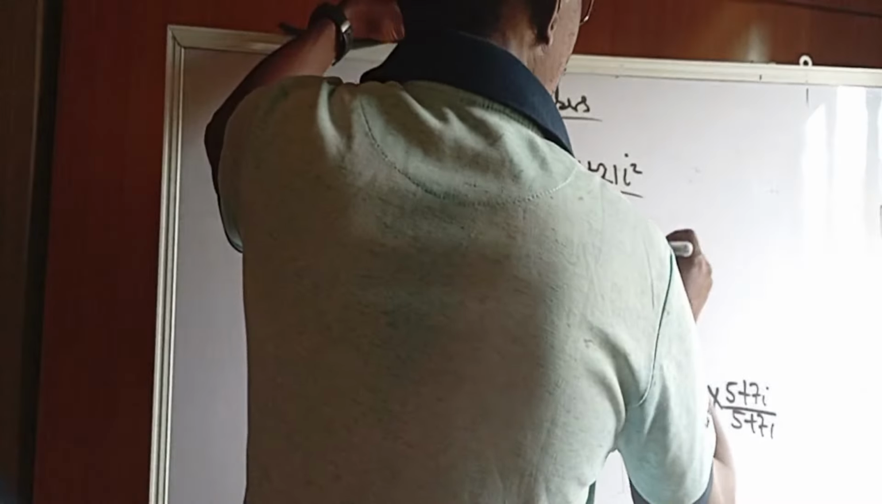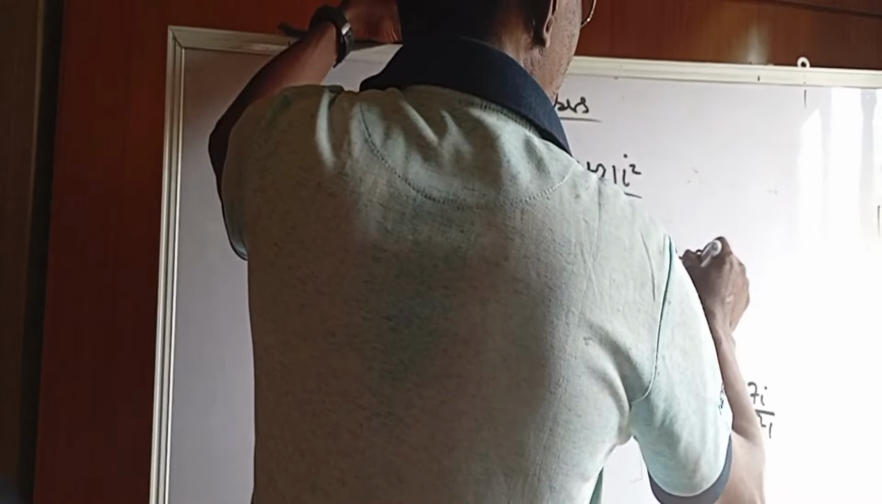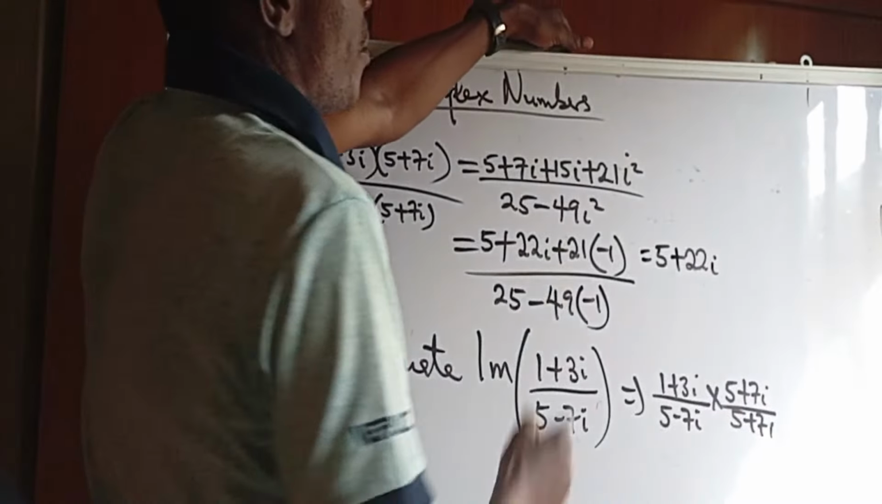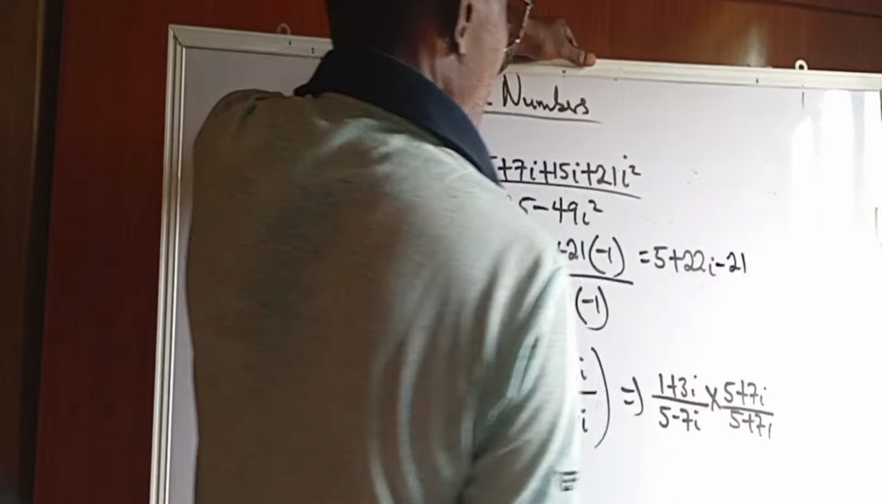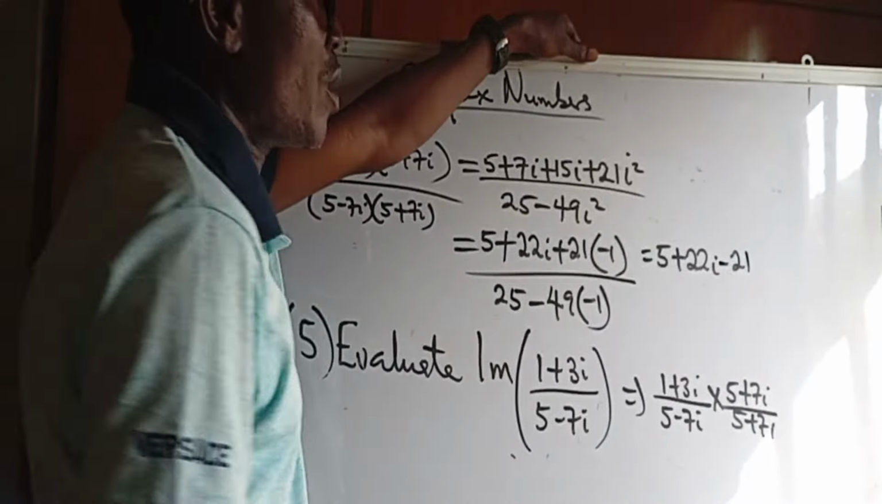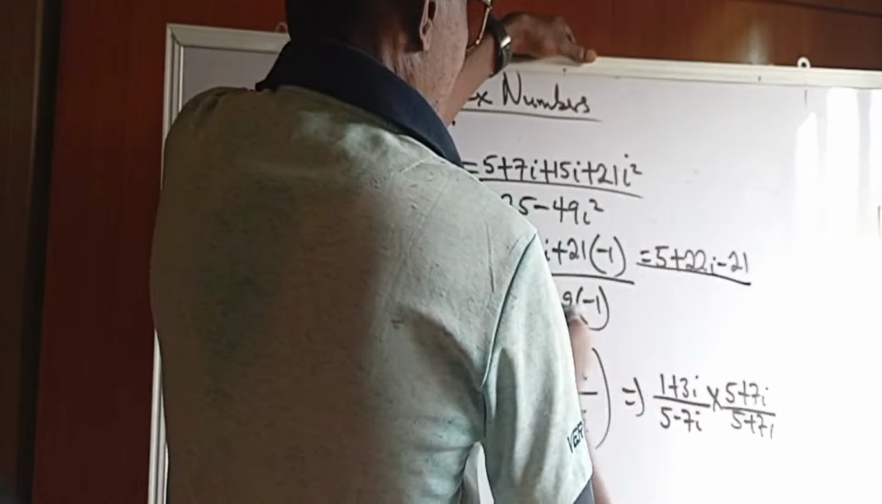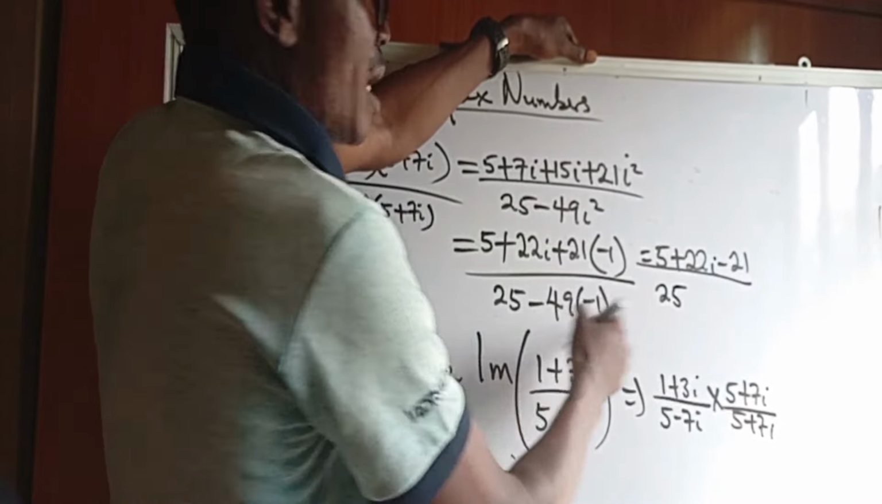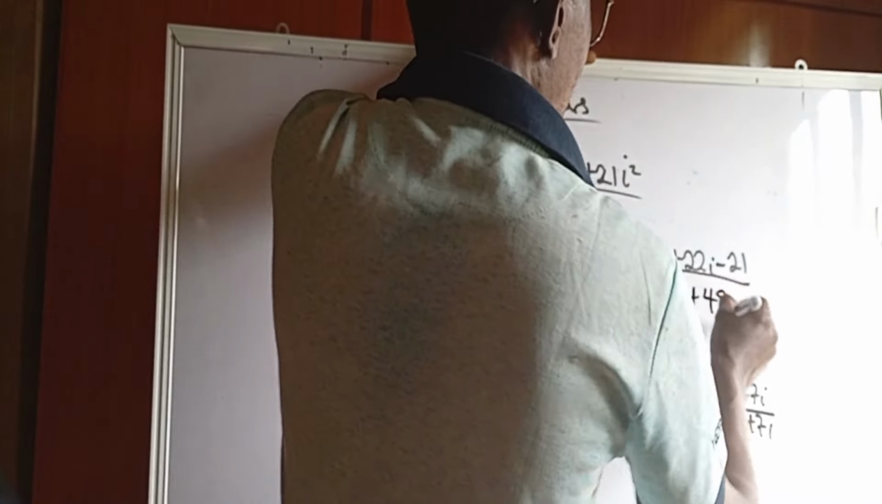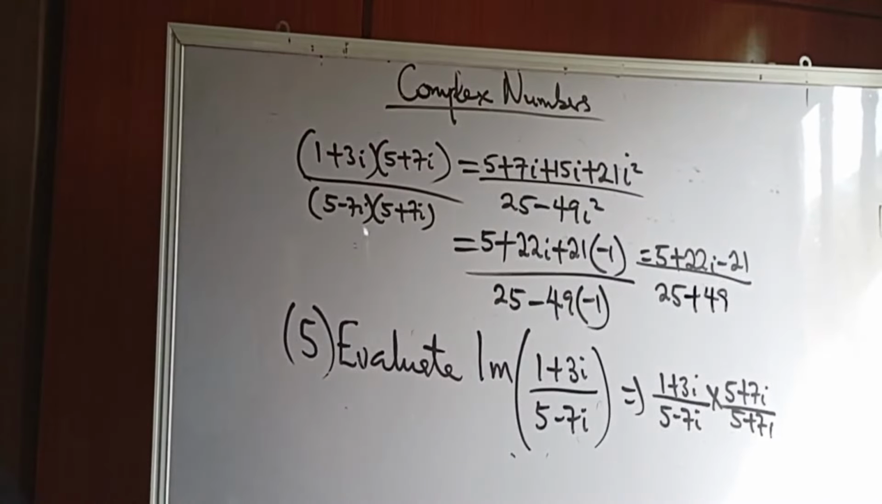So that gives us 5 plus 22I, then plus 21 times minus 1, that's minus 21, all over 25, then minus 49 times minus 1, that's plus 49.